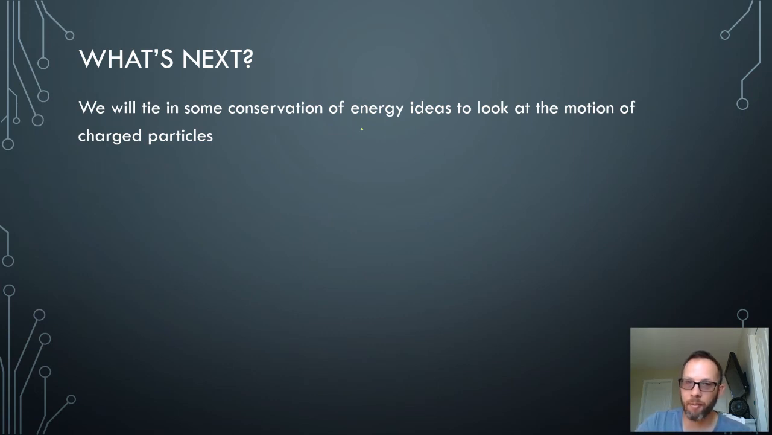What's next? We're going to tie in some conservation of energy ideas to look at the motion of charged particles. So we'll look at the motion of charged particles for, say, 2 point charges brought together and, imagining they were free to move, what would happen if we let them go? How would they move? How fast would they get over a certain distance? We'll also look at the motion of charged particles inside parallel plates where the force and the acceleration is constant. So we'll have 2 different scenarios there.